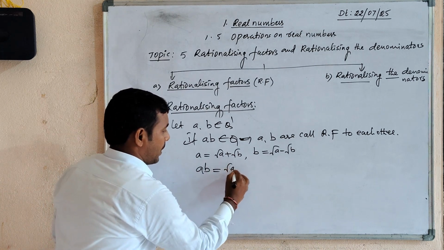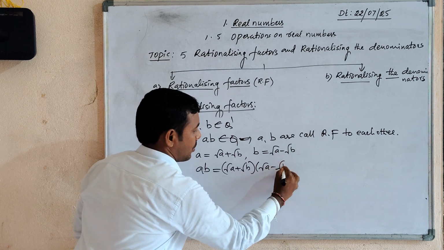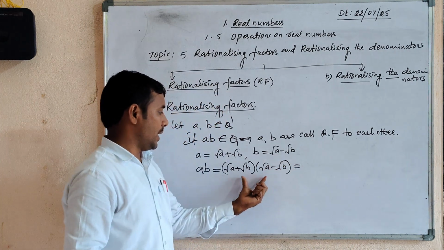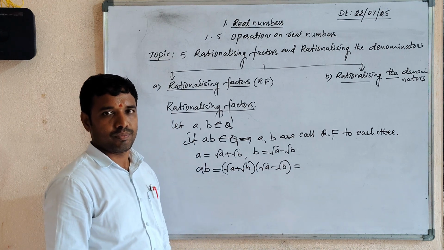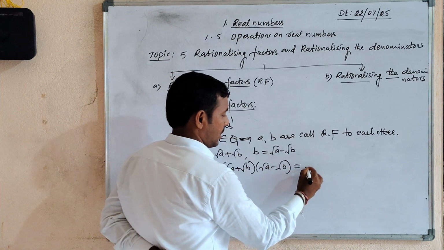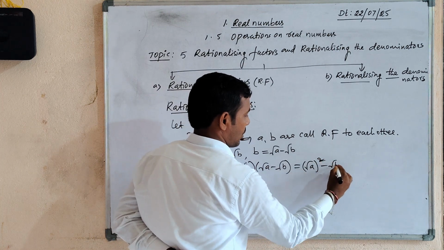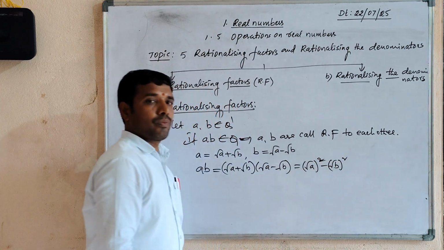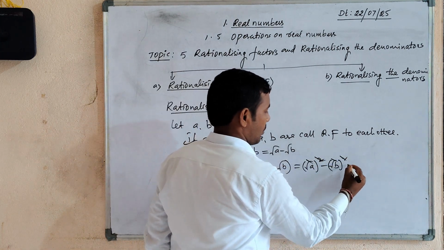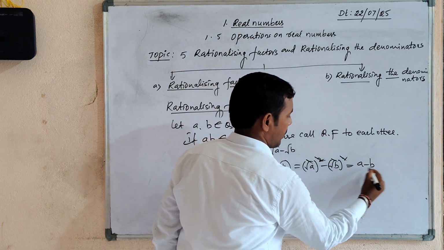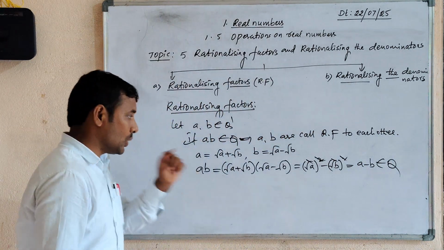So, square root of a plus square root of b into square root of a minus square root of b. What is the answer? It is in the form of (a plus b) into (a minus b), yes or no? So I am writing the direct answer: square root of a whole square minus square root of b whole square. Square root cancels with square. What is the answer? a minus b, which definitely belongs to the rational.